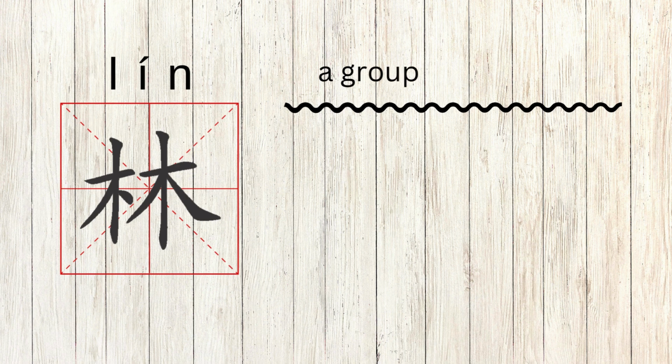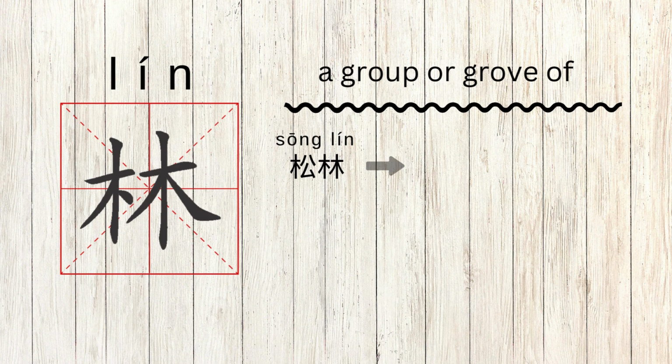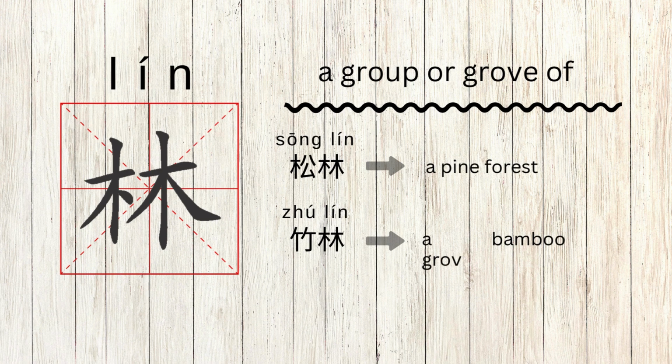When combined with other characters, it often conveys the idea of many. For example, 松林 means a pine forest, 竹林 means a bamboo grove, 碑林 means a cluster of stone tablets. Let's practice its pronunciation. 林, 林, 林.